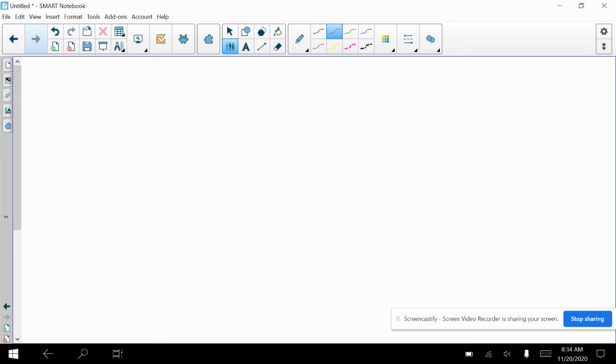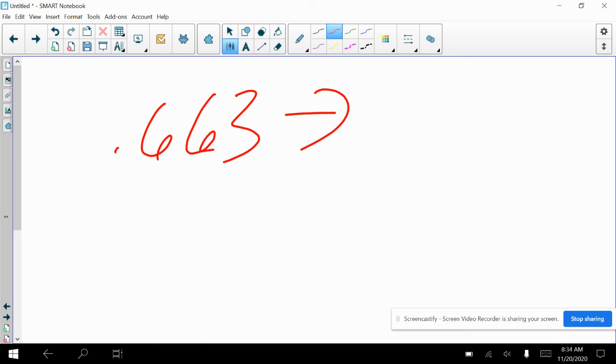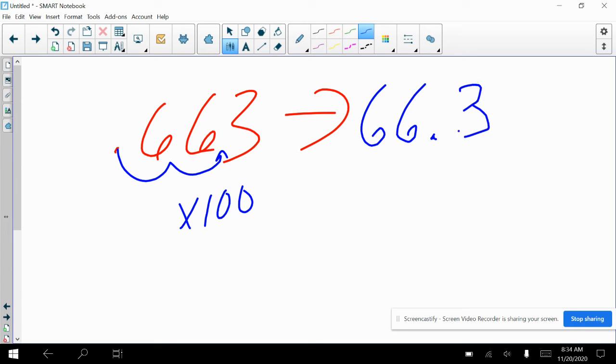All right, here's another one. Again, this is pretty easy stuff. 0.663. If we want to turn that into a percent, we multiply that by 100. It moves 2 places to the right. This is where you have to be careful because now your percent does have a decimal in there: 66.3%. So yes, percents can have decimals. Sure they can.